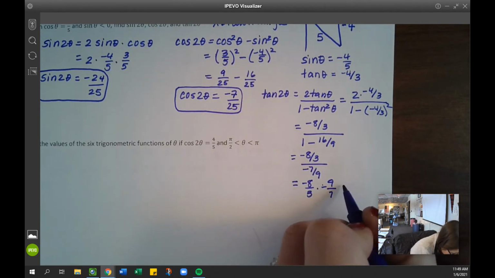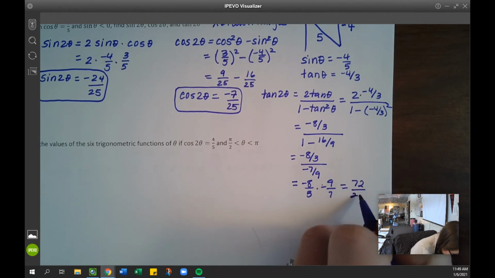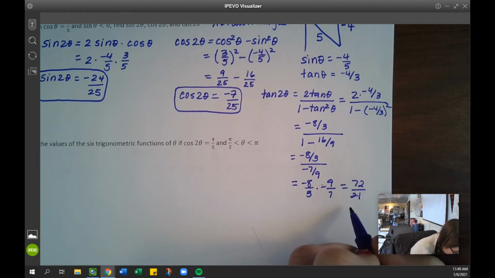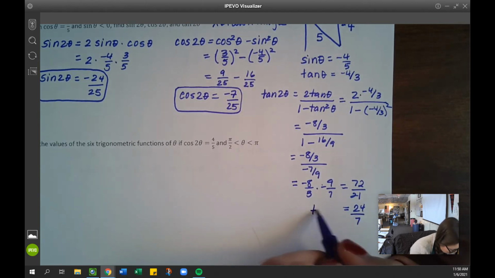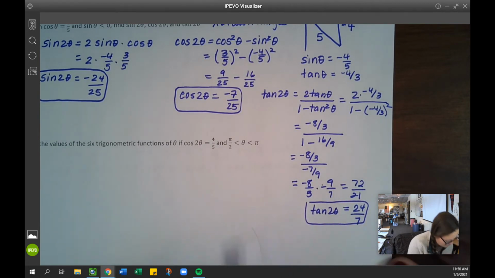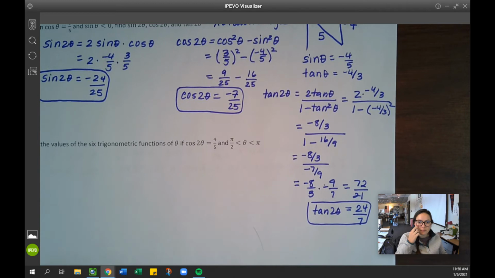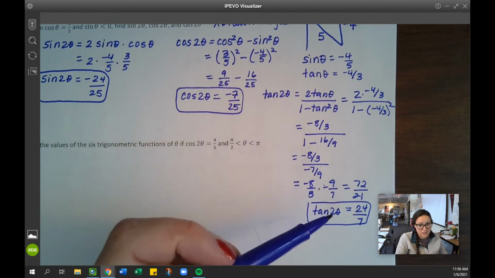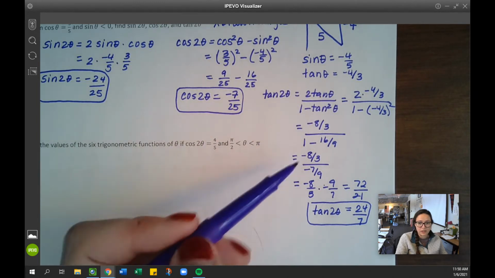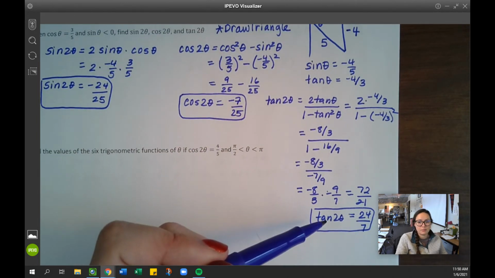Which, what does that give me? That gives me 72 over 21, which I can simplify to 24 over 7. So tangent 2 theta is 24 over 7. Now, this was a really long way to do it, with the tangent formula and doing all these fractions and everything.